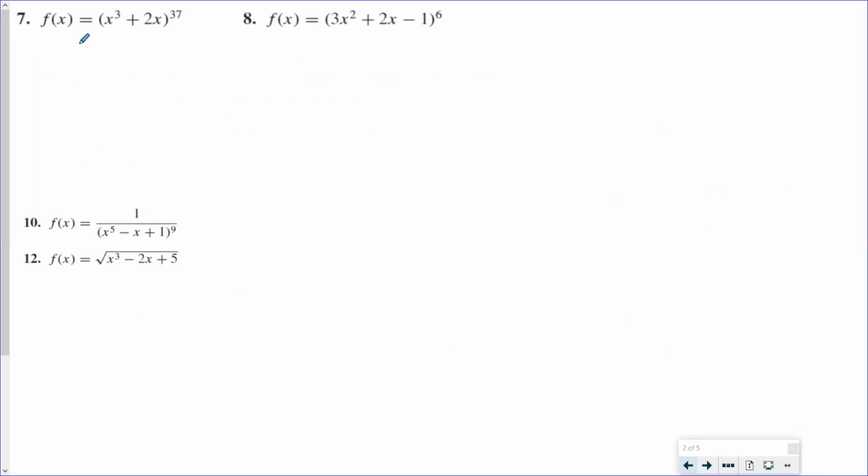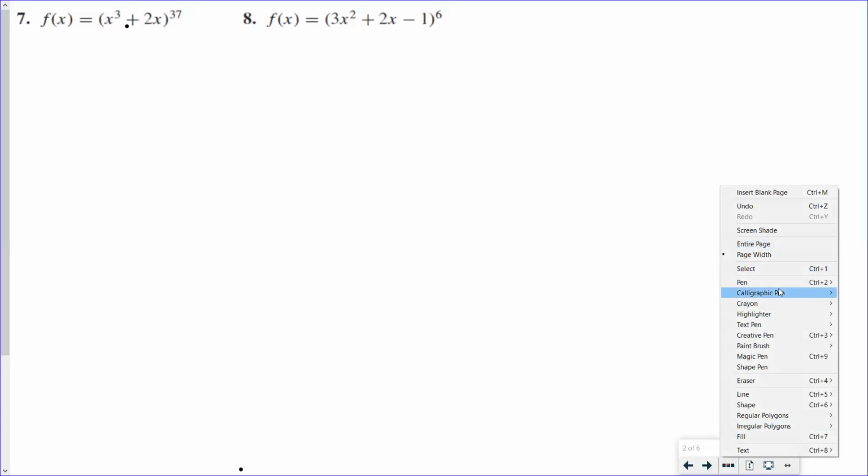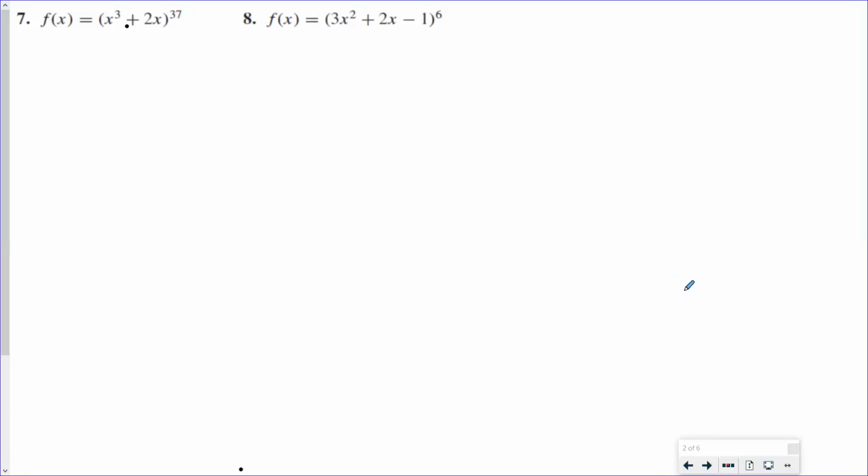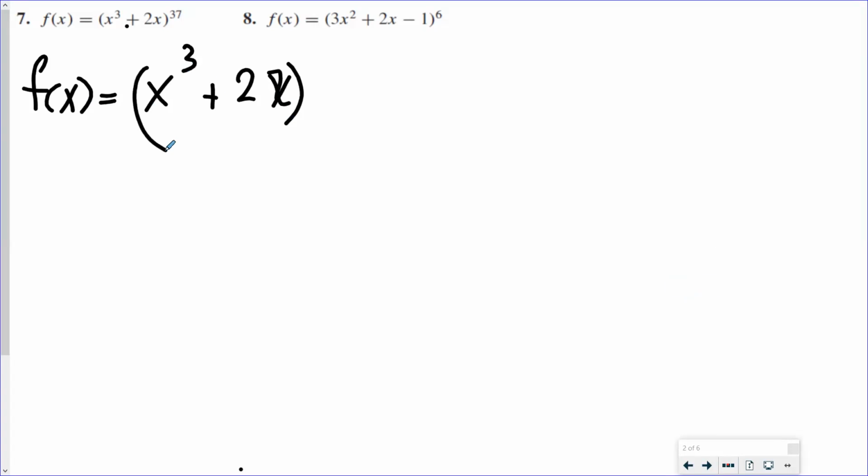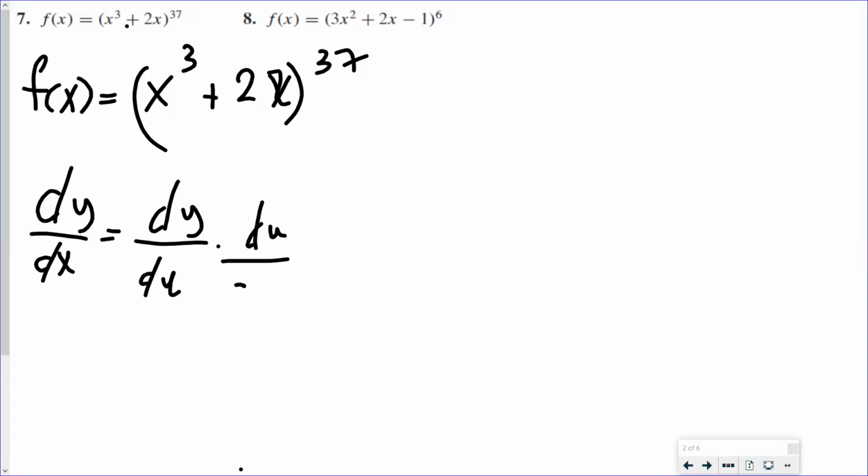Now what do we have to do? Look at the first one here. In the first one, we have x cubed plus 2x, and it is raised to the power 37. So this is the function here. Now, this is a complicated one. Since it is complicated, I need to use the chain rule. The chain rule says that dy over dx is dy over du times du over dx. This is the first step. I wrote the chain rule.